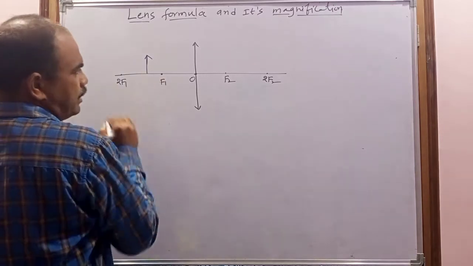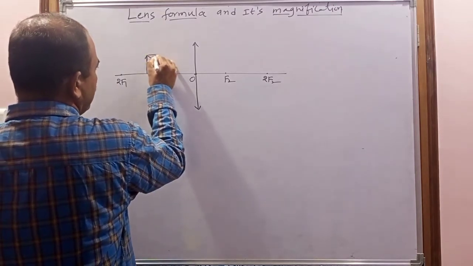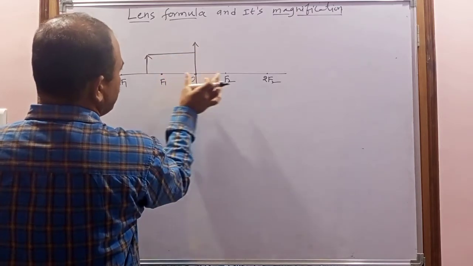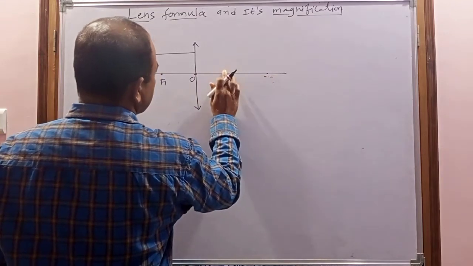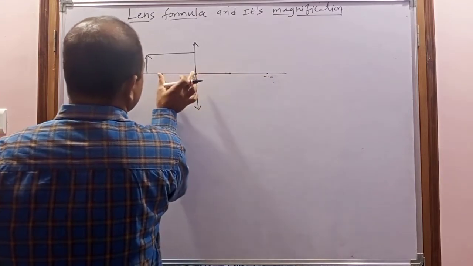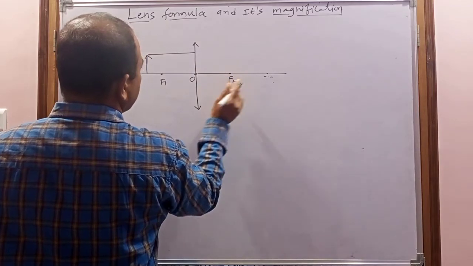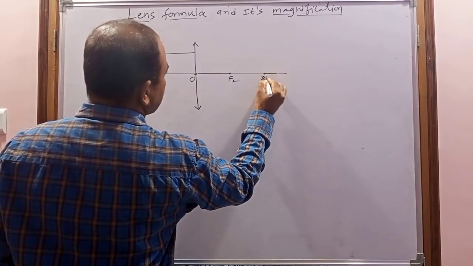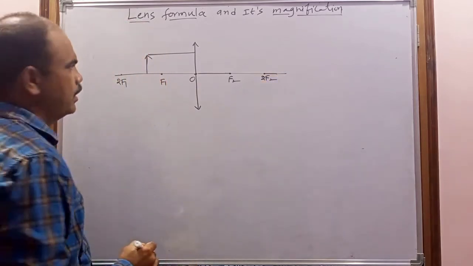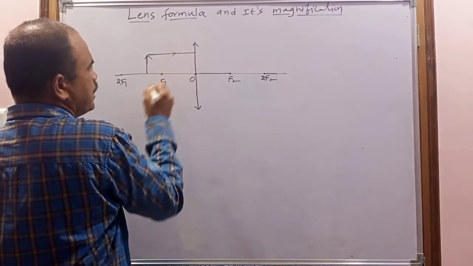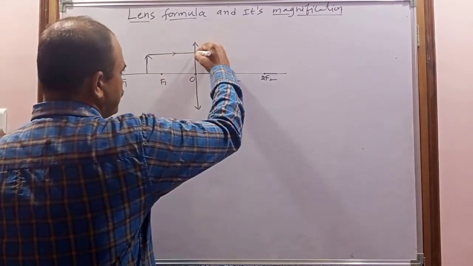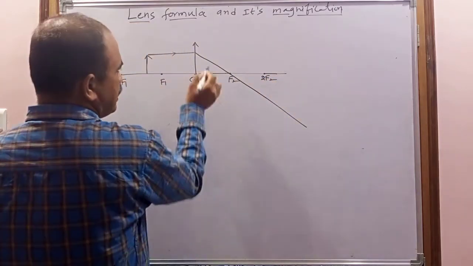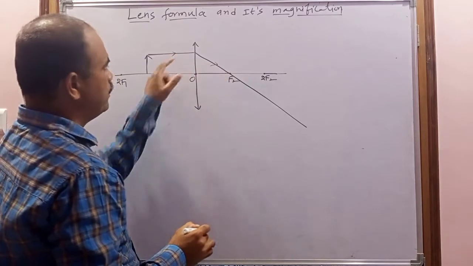So what happens? Where is the image formed? I am going to check. I am taking one incident ray that is parallel to the principal axis, coming from the object. After refraction, it passes through the focus on the other side of the lens. This is the refracted ray corresponding to this incident ray.